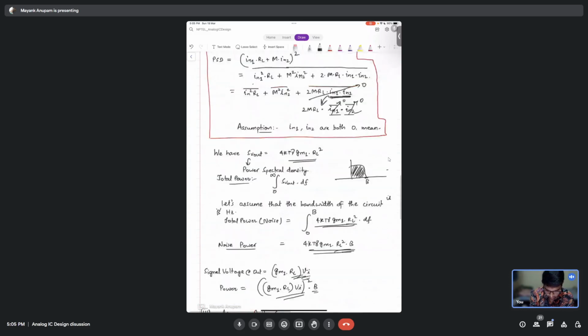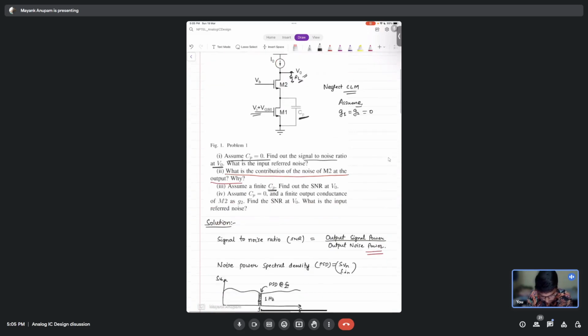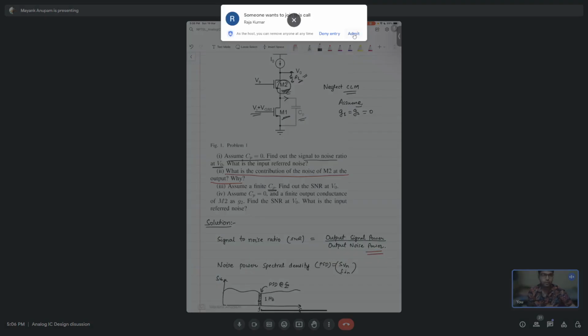Cool. Let's move on. So the main point of this question was to understand that this M2 will never contribute to any noise if there is no path for it to flow. If the output resistance of M1 is infinity and also there is no parasitic capacitance Cp, then this M2 will not contribute to any noise. It is only when this M1 has some output resistance or this parasitic capacitance that M2's noise comes into the picture. In general, the noise contribution of M1 will be the maximum.